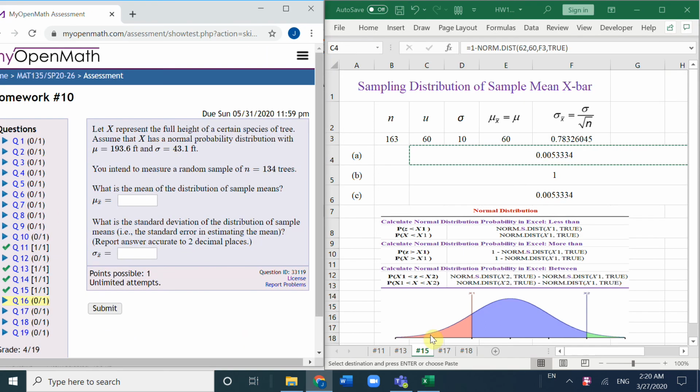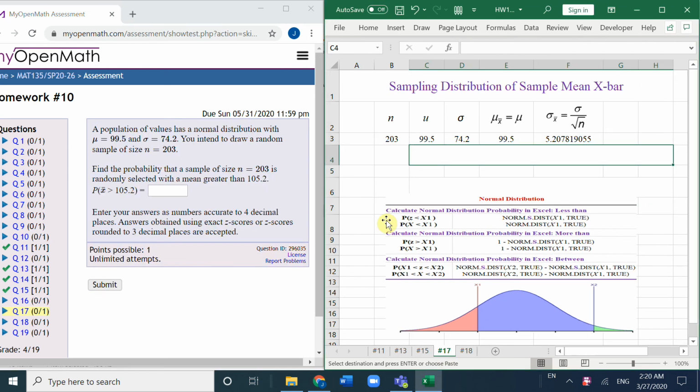Number 16. 16 is very simple. You just based on this mu x bar, always just this mu, population mu. This sigma for x bar is population sigma divided by square root of n. So you could do by yourself.